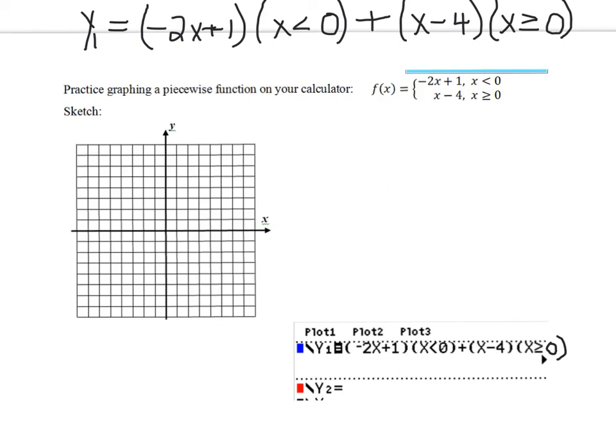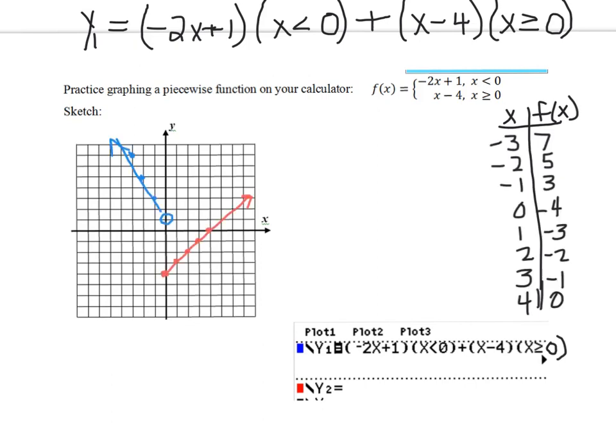So take a few minutes, look on your calculator for the graph. You can also look for the table of values and come back when you have created the graph on your piece of paper as well as the table of values.